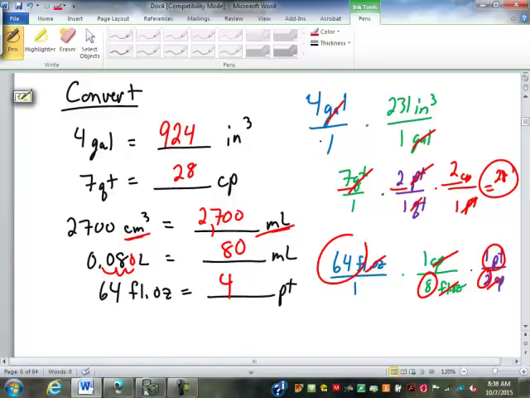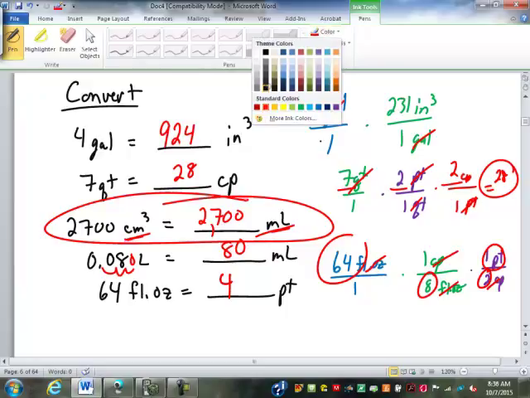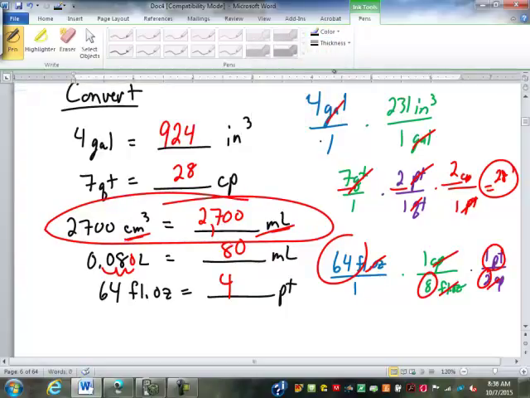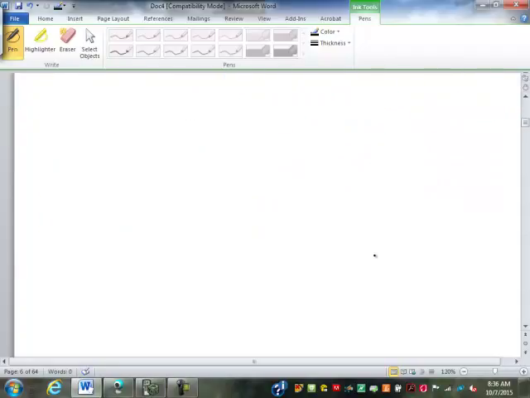How many of you had all 5 of those right? How many had all of them except for the cubic centimeters to milliliters? Okay. Any major questions on those? If you remember that cubic centimeters to milliliters, we did an example yesterday of a car engine.